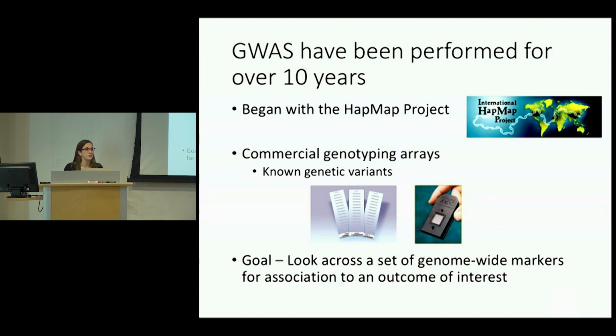GWAS have been performed for over 10 years now. It actually began with the HapMap project that found common genetic variation across humans and in a number of individuals by sequencing. And that variation that was found through the HapMap project was initially put onto commercial genotyping arrays. And these arrays allowed you to get known genetic variants that varied in humans and then assay them in your study and in your individuals of interest. And so the goal is to take this set of genome-wide markers and look for association with an outcome of interest.